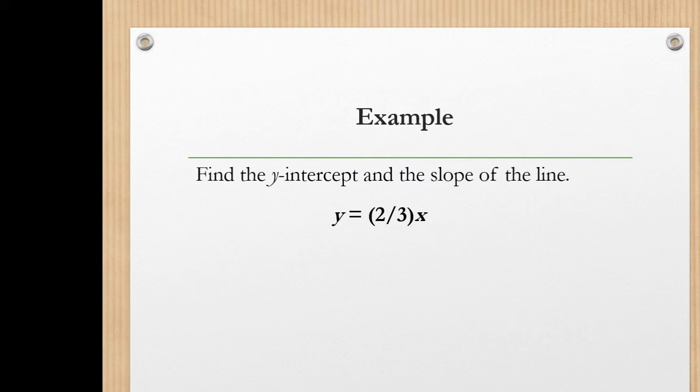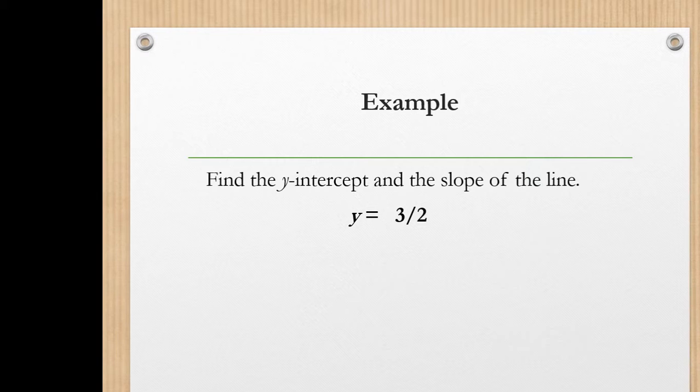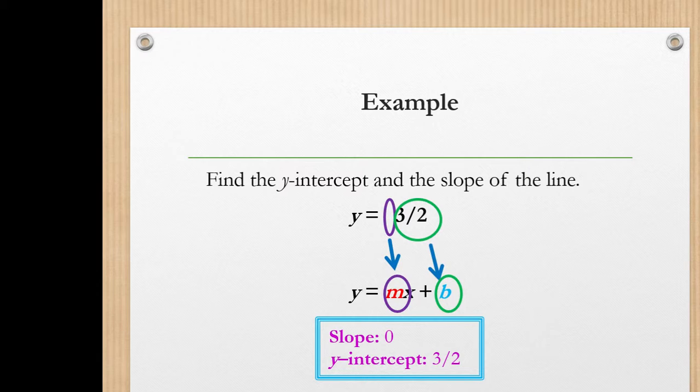So what about when we do not have a constant, for example? This one right here, y equals 2/3 x. So the slope, again, is the coefficient before x, and that is 2/3. This time we do not have a b value. That means the y-intercept for this example is 0. What if we have a line that only has a constant? Same thing, we're going to identify it. If there's no x in general, that means the slope is going to be 0, and the y-intercept is going to be 3/2.